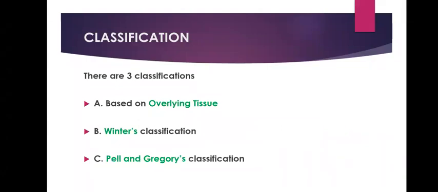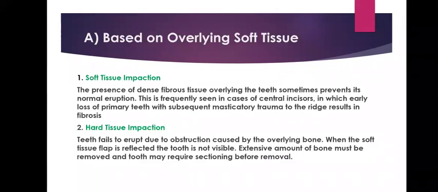So if we classify it, it is classified into three types. The first is based on overlying tissue, second Winter's classification, and third is the Pell and Gregory's classification. So the first one is based on overlying soft tissue. It is again divided into two parts, soft tissue impaction and hard tissue impaction.